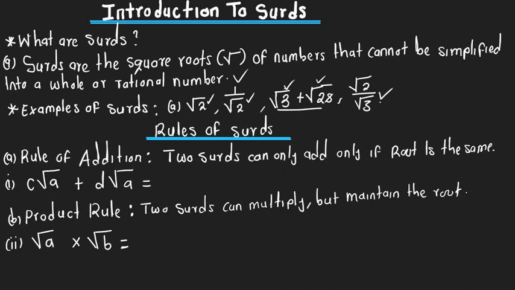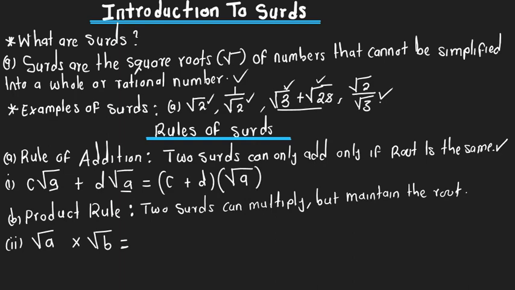Rules of sets. There are 3 rules of sets that you need to understand. The first one is called the addition rule. 2 sets can add only if the root is the same. Here, the inside of the root is the same, so you are going to add them just the same way you add x plus x and you get 2x. So we are going to add c plus d and maintain the root.